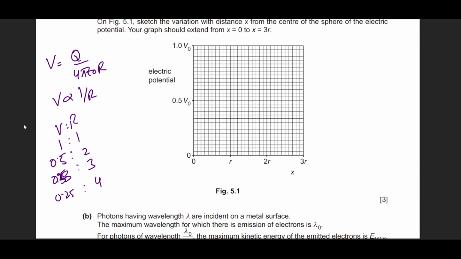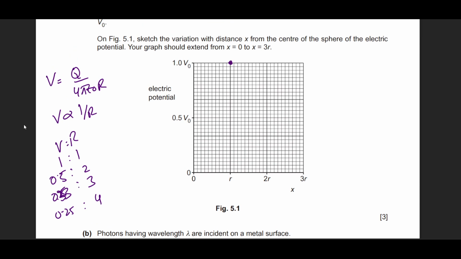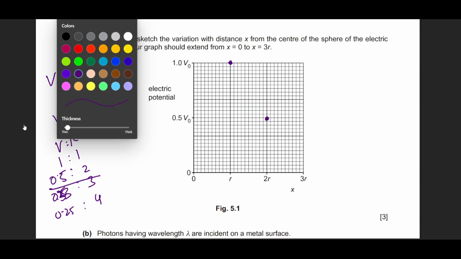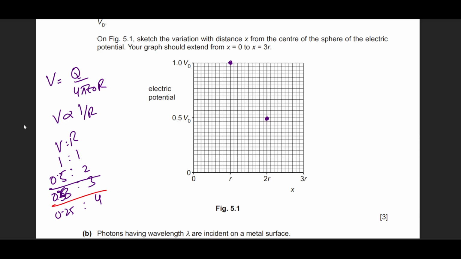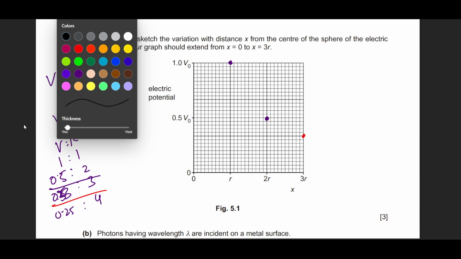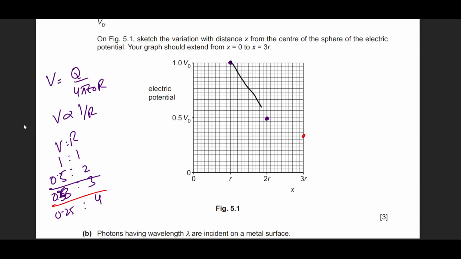We figured this out. Let's make this over here. So at R1, V is 1. At R2, it was 0.5 as this one. At R3, this was 1 over 3, so that became 0.33. So this will be somewhere along this line over here, 0.33. So then we make a graph line through them. So this is going to be very simple, like this one.